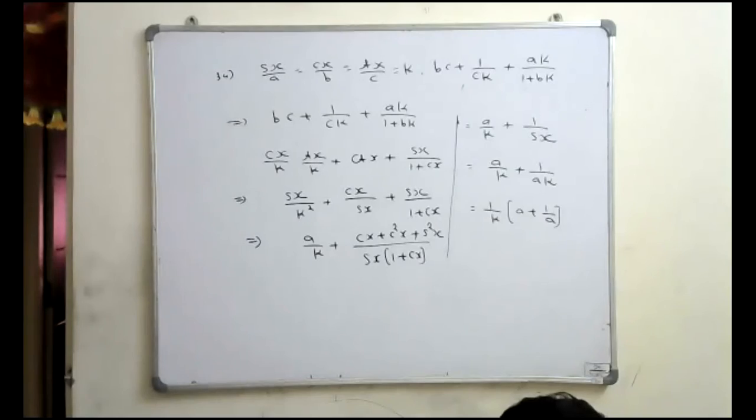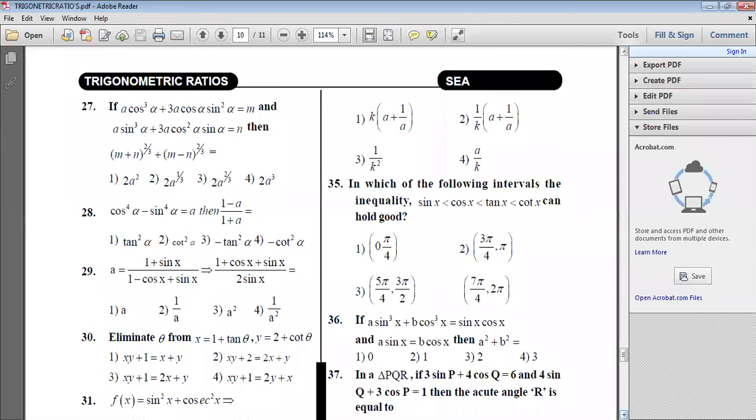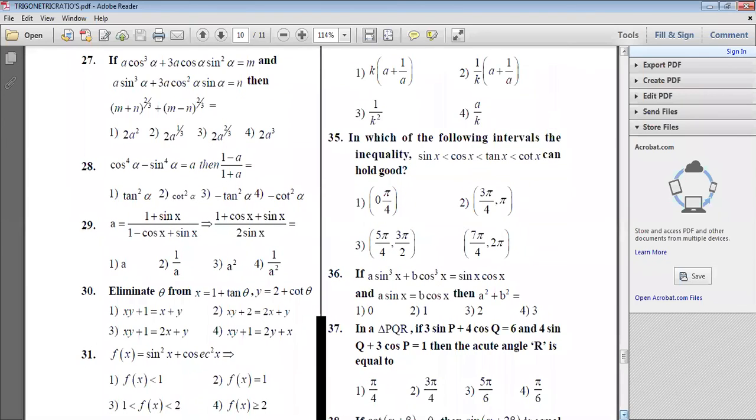Then look at the next problem, 35. In which of the following intervals can the inequality hold good? Here it is given that sin x is less than cos x, less than tan x, less than cot x. So in which interval does that hold good?